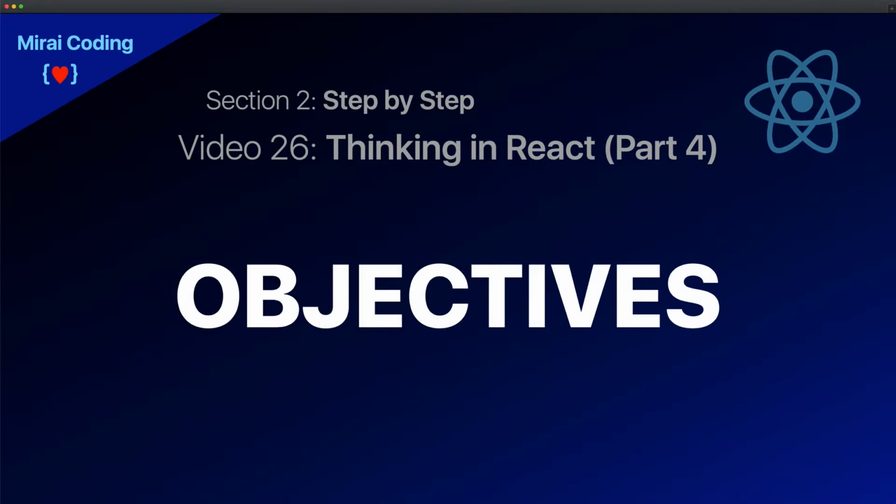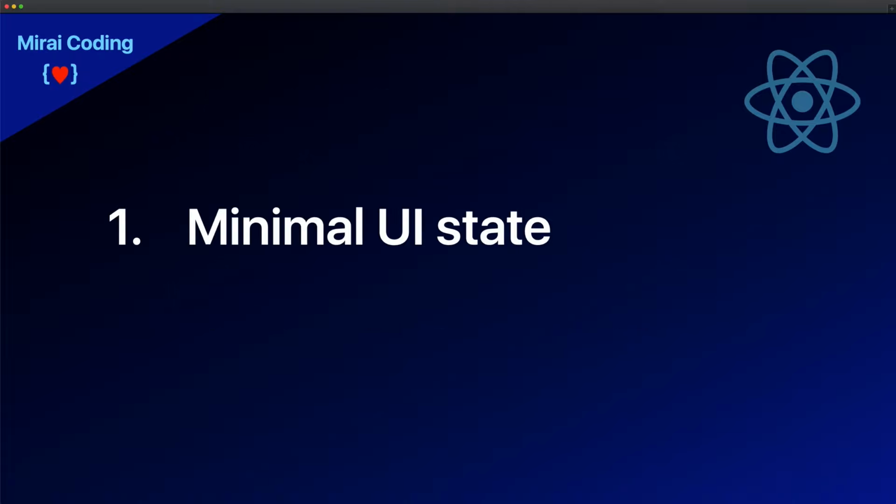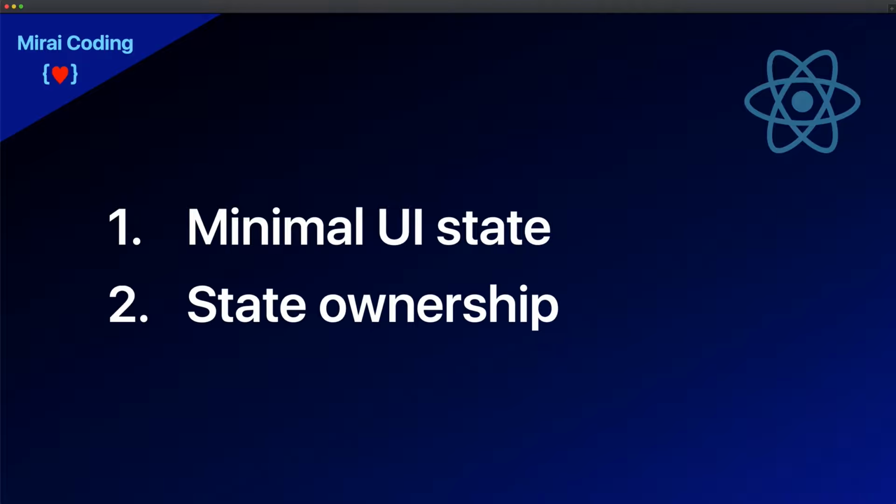Section 2. Video 26. Thinking in React Part 4. We have two main objectives in this video. 1. We will identify the minimal, but complete, representation of UI state. 2. We will identify which component should own the state.